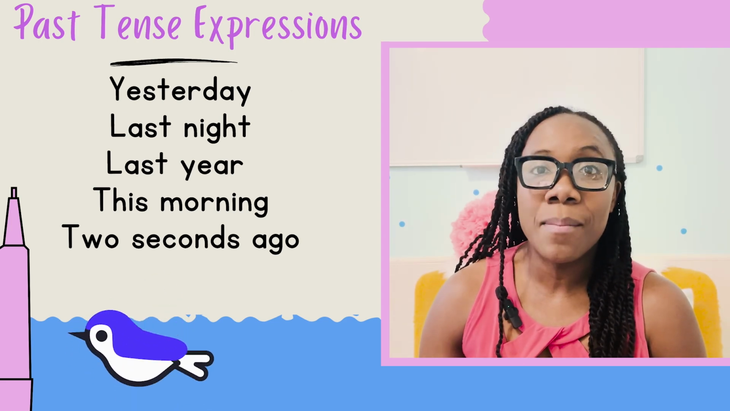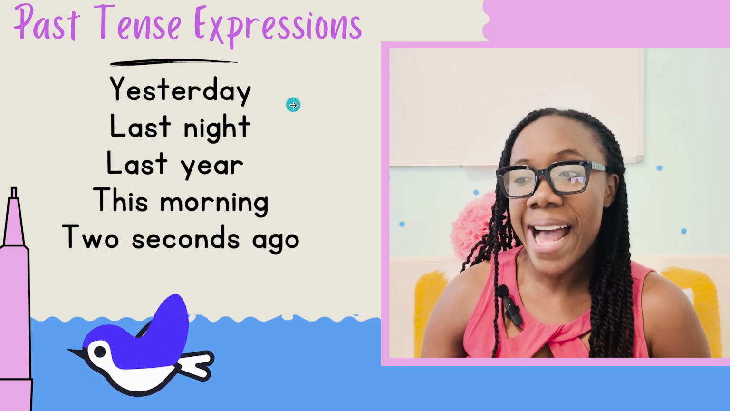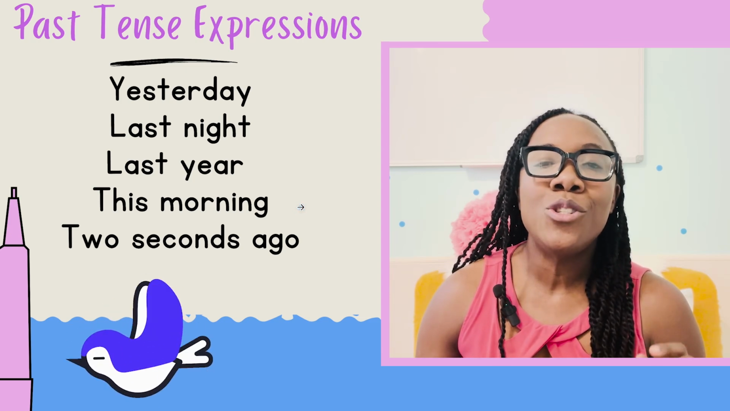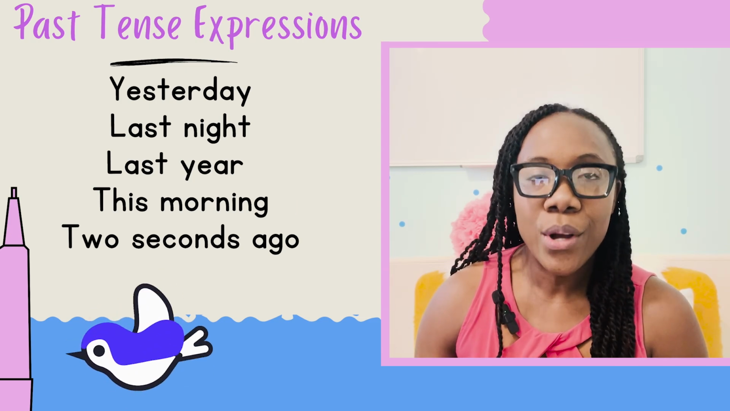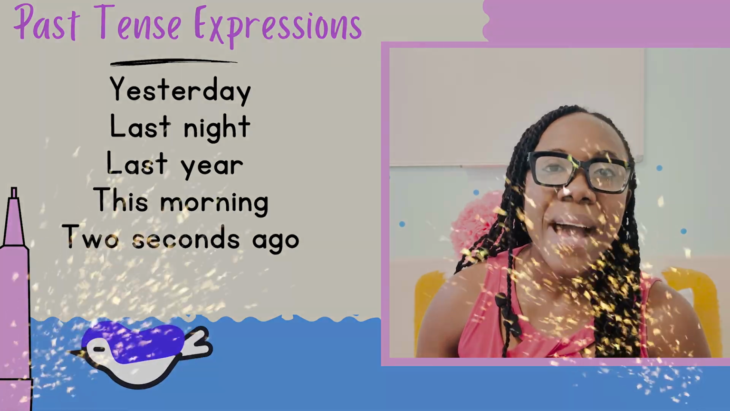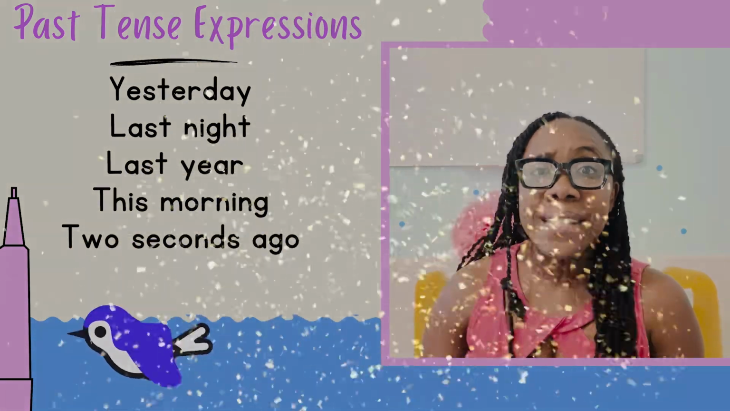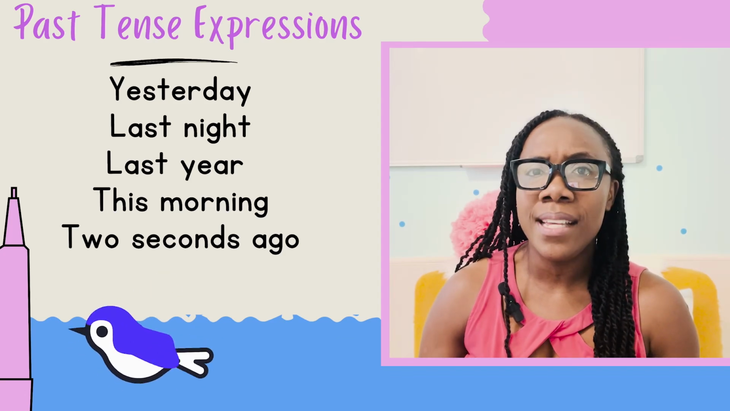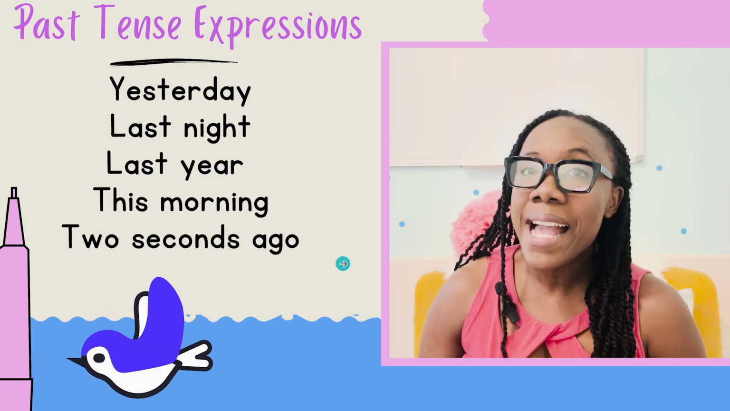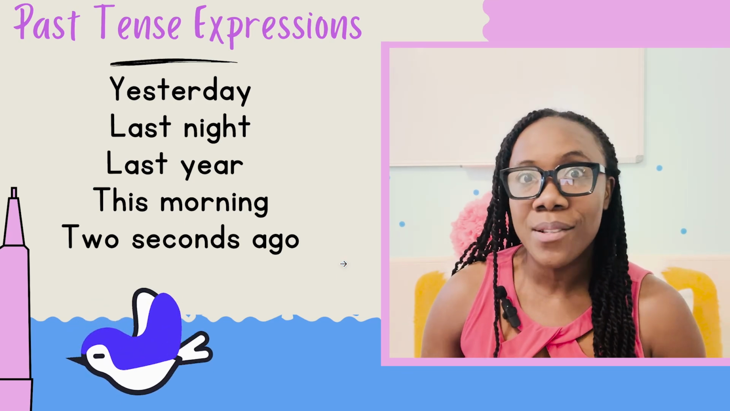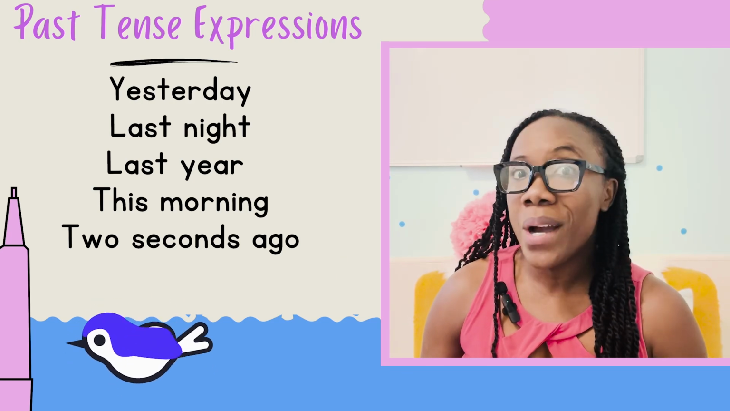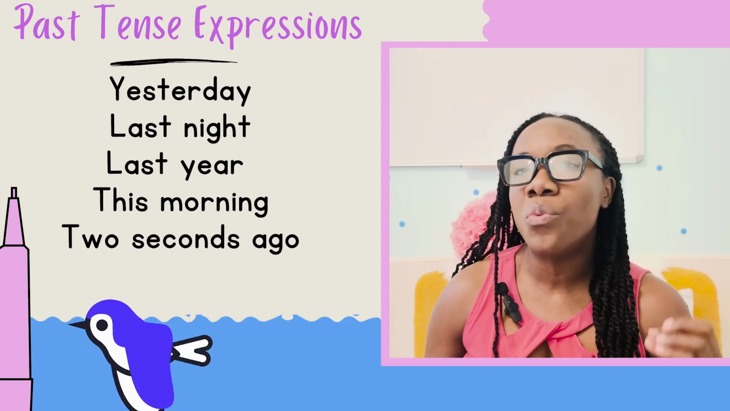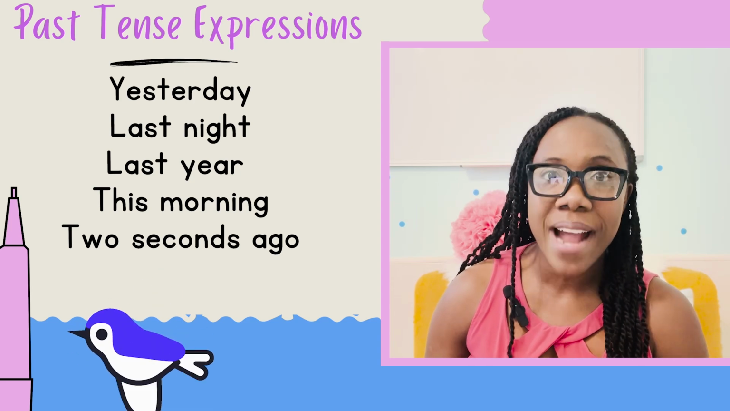If you're talking about something you did yesterday, or last night, last year, this morning, even 2 seconds ago, you need to use the past tense. So oftentimes, as I'm conversing with people, I hear them say things like, oh, yeah, this morning I see her at the gym. If you're talking about anything at all that happened 2 seconds ago, this morning, last Wednesday, last Saturday, then you must use the past tense if you wish to be grammatically correct.